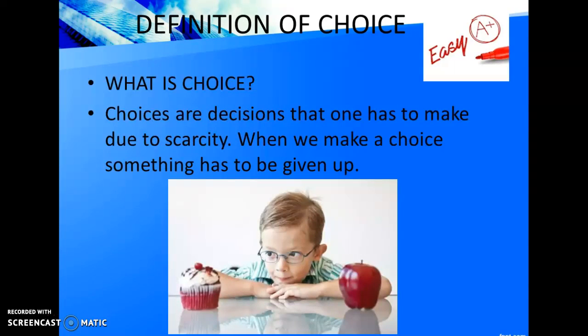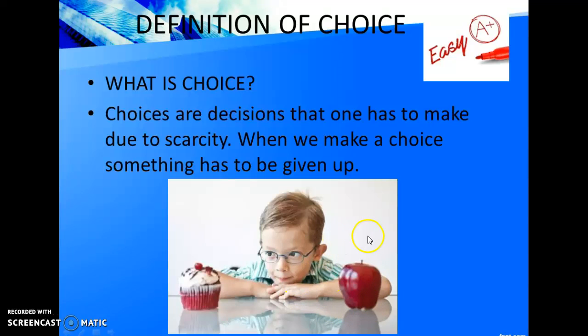Now, what is choice? Definition of choice. Choices are decisions that one has to make due to scarcity. When we make a choice, something definitely has to be given up. We make a choice because of the limited resources in our world. So here we have a little boy, and he's contemplating whether he should eat the apple or eat this lovely cake. As a child, I would choose the lovely cake because the cake would taste much better than the apple, right?